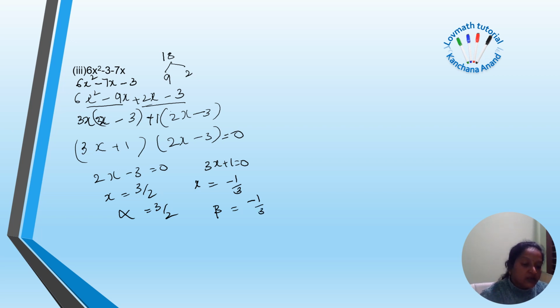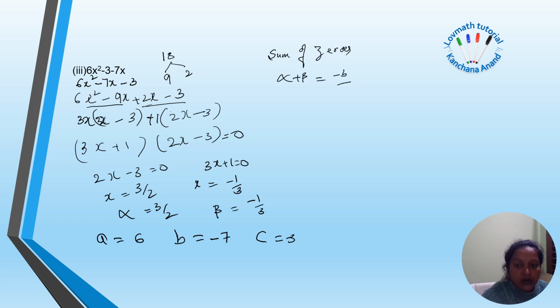By comparing this quadratic equation to the standard form, we will get a is equal to 6, b is equal to minus 7 and the constant c is equal to minus 3. Now let us verify the relationship between the zeros and coefficient. So the sum of zeros is alpha plus beta is equal to minus b by a.